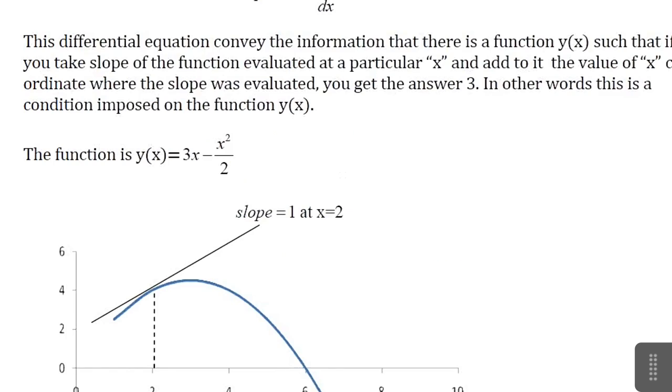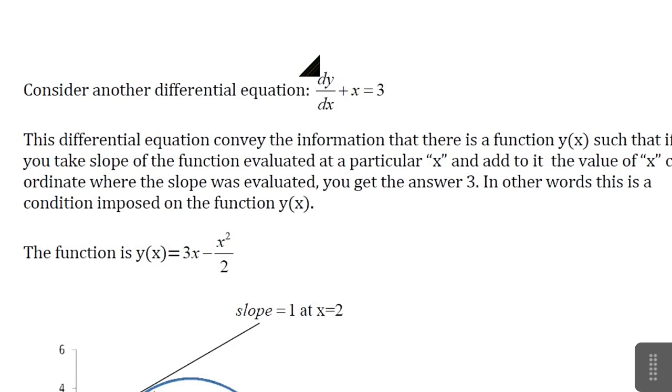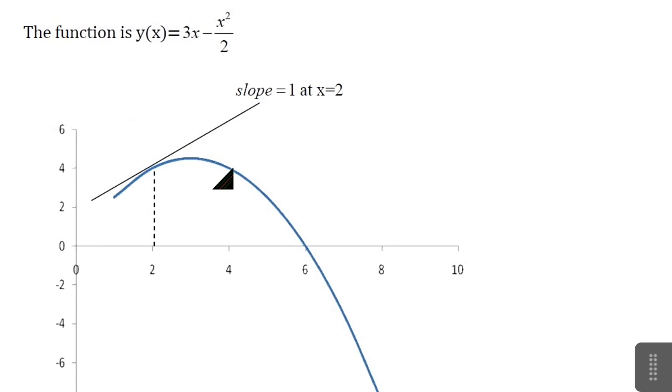Okay, in summary, let me tell you quickly what we have done. We have taken a differential equation, another complicated differential equation, and we used the integration and we found the solution of this differential equation. Then we interpreted the physical meaning of this differential equation. So what is the physical meaning of this differential equation? That we have a function y of x whose slope at x plus the value of x where the slope was calculated always gives us 3, and the solution of this differential equation is this.